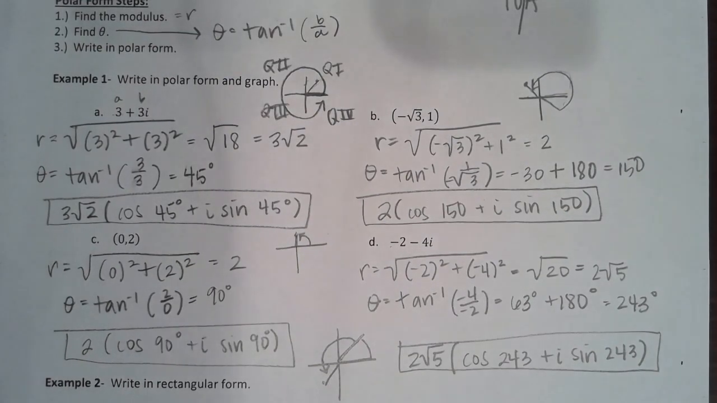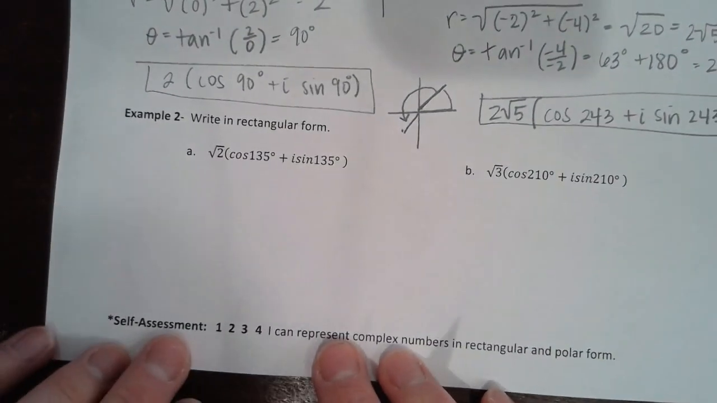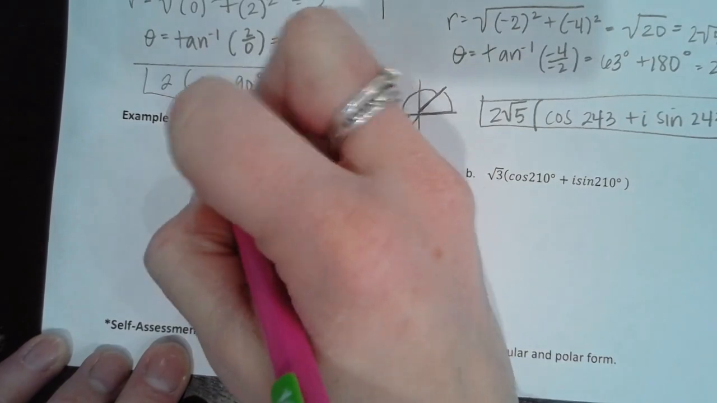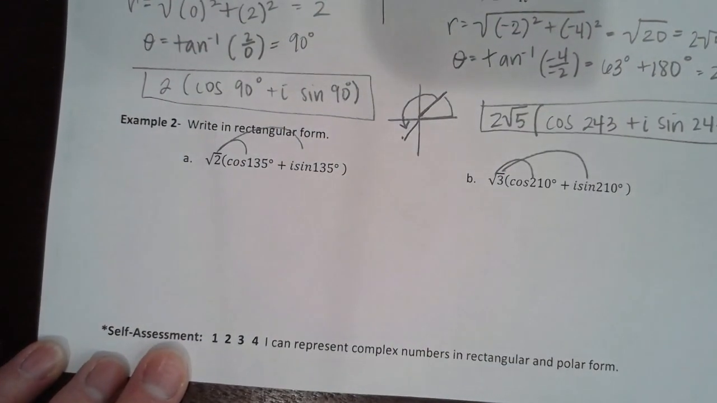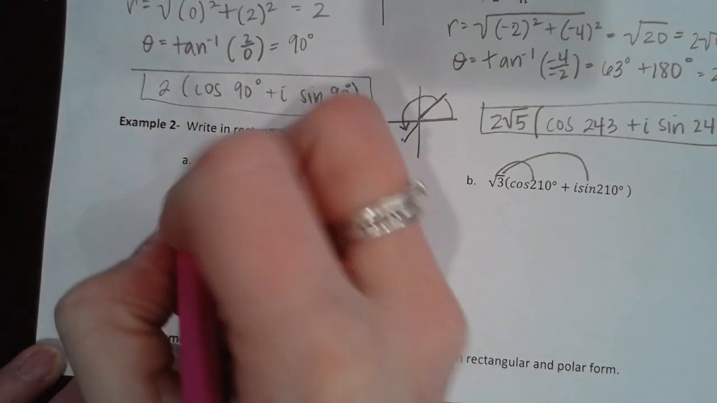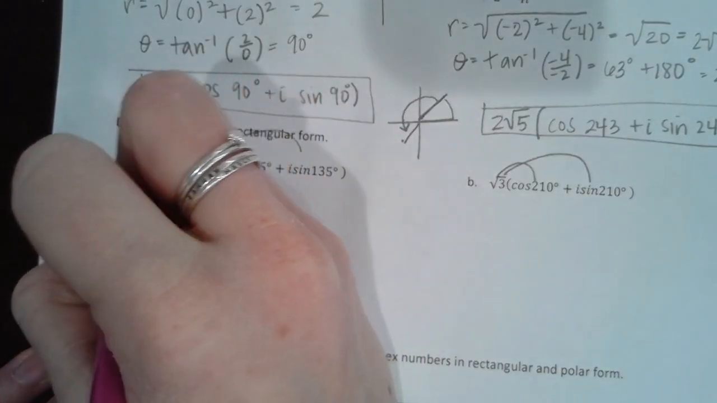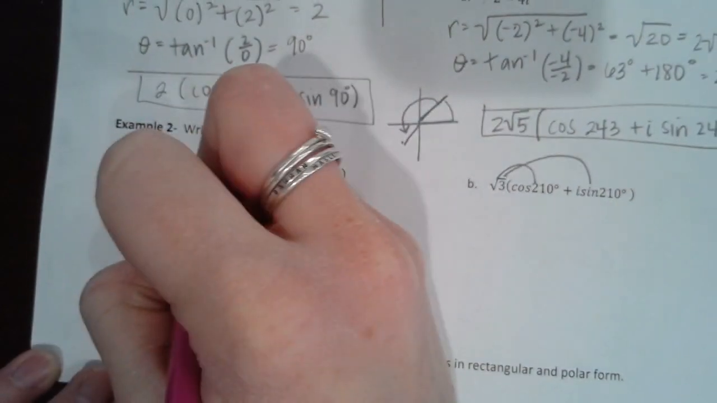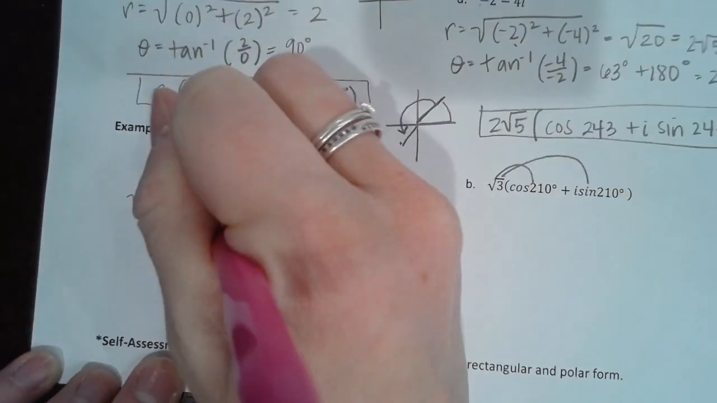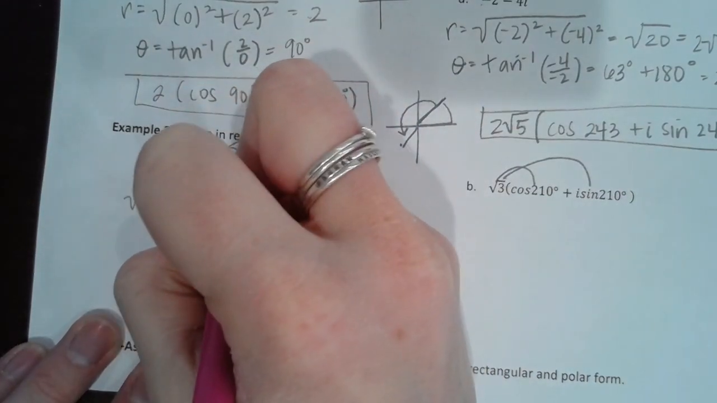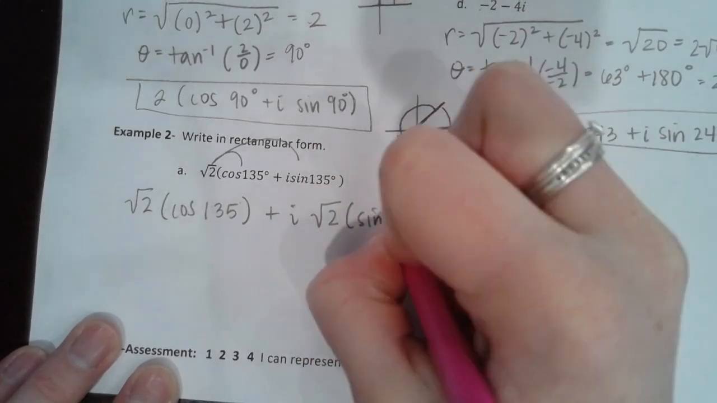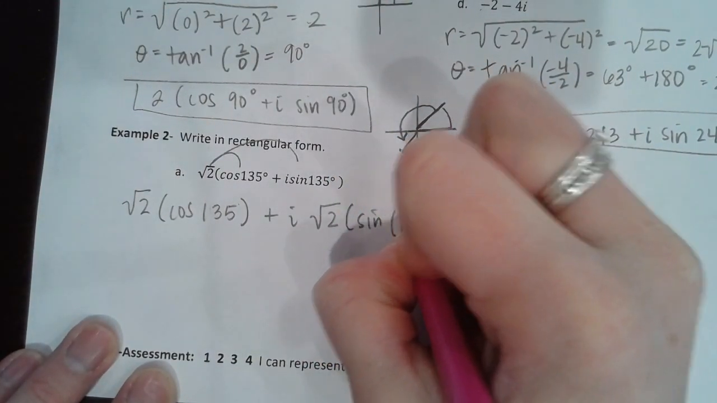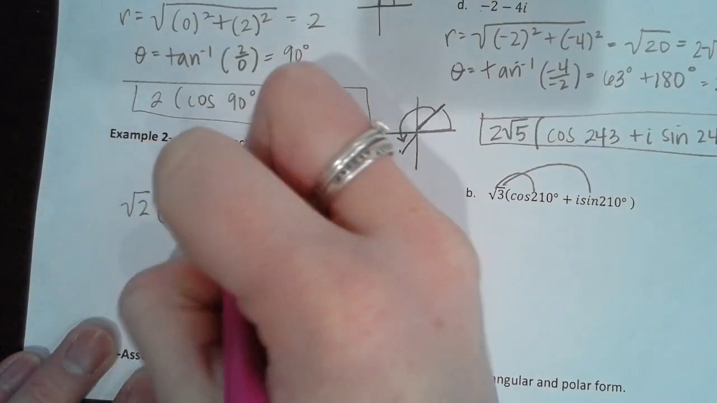Okay, last but not least, on the bottom, we have to write our answers into rectangular form. So basically what's going to happen is we're going to distribute this cute little guy, and we're going to distribute this cute little guy. So on here, we have root 2 times cosine of 135 and root 2 times sine of 135. I don't know why I wrote so many parentheses, but look at all of them.